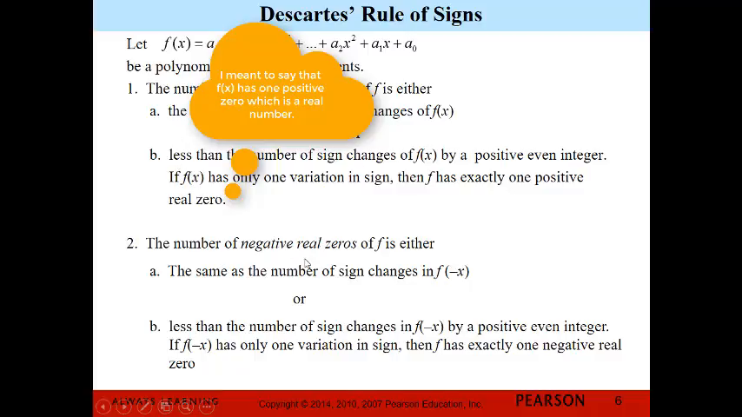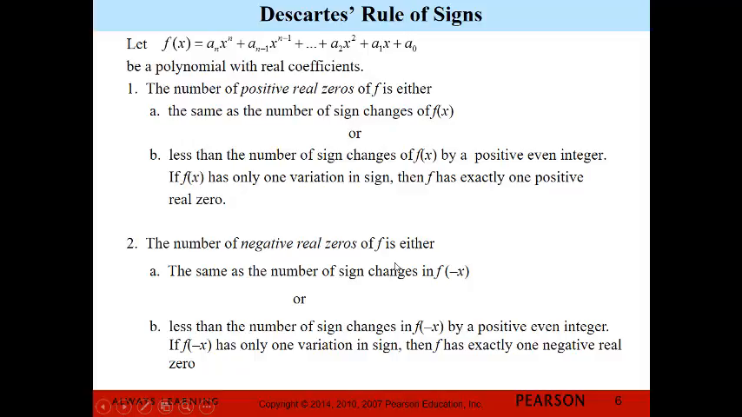The number of negative real zeros of f is either the same as the number of sign changes in f of negative x or less than the number of sign changes in f of negative x by a positive even integer. If f of negative x has only one variation in sign, then f has exactly one negative real zero.